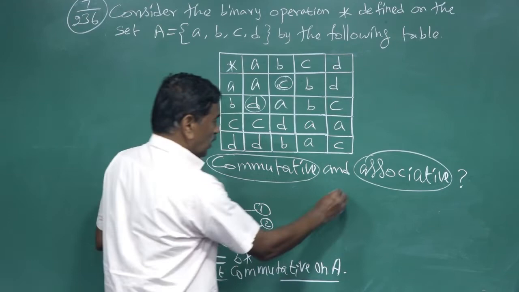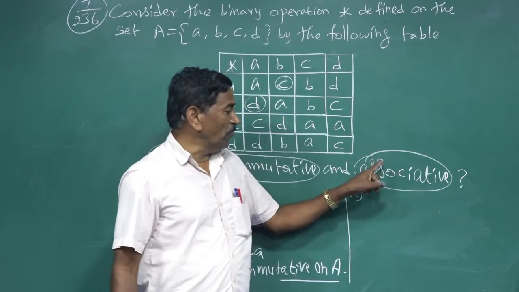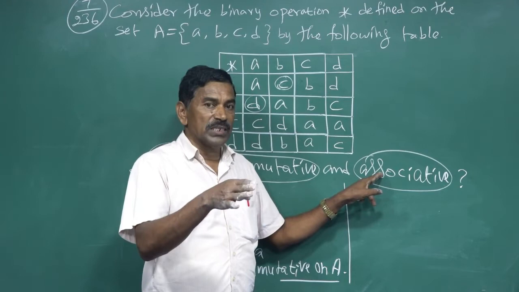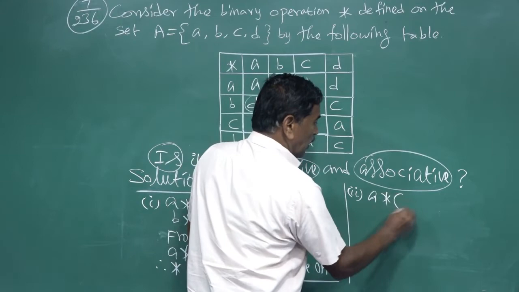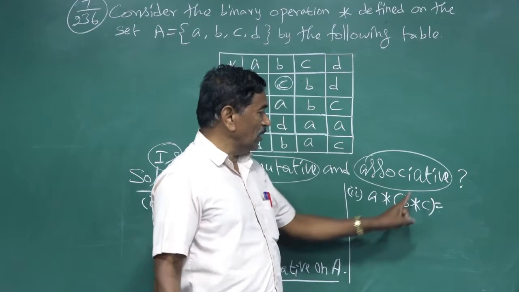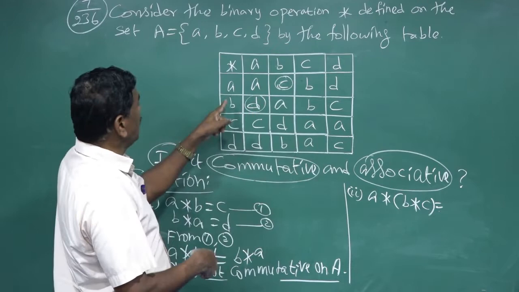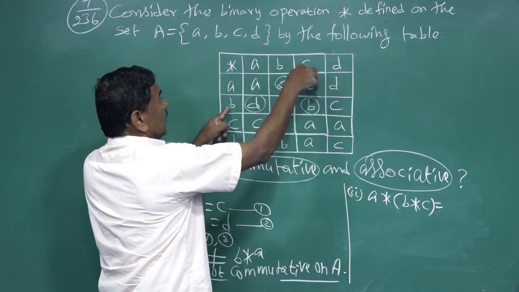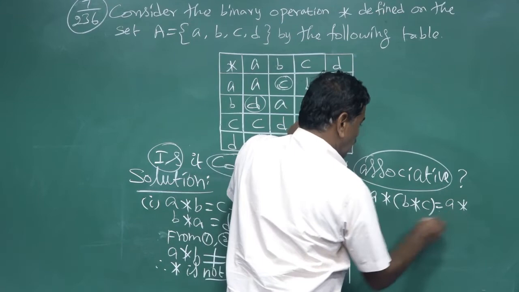Now, subdivision 2. I want to verify associative. What is the associative property? a star (b star c) equals (a star b) star c. First, I take the LHS, a star (b star c). First complete the bracket, b star c. From the table, b star c is equal to b. The bracket answer is b, and a is already fixed. So a star (b star c) is equal to a star b.